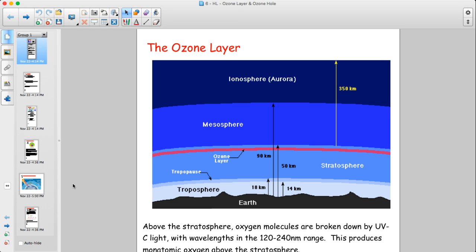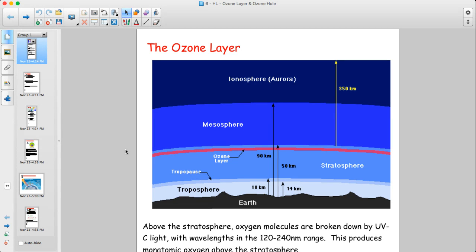So a topic that was in the environmental chemistry option and has been spread out into a number of the different core topics is what's going on with the molecule ozone, and specifically what's going on with ozone in what we call the ozone layer.